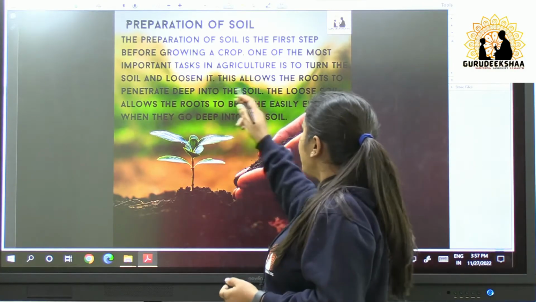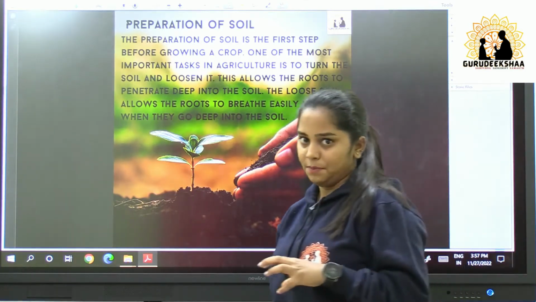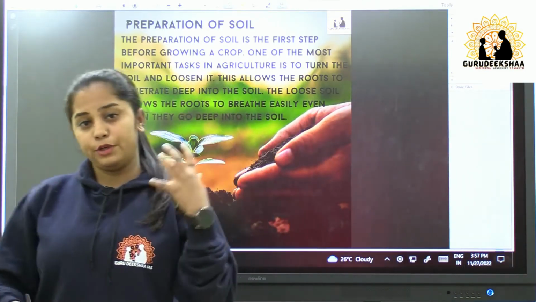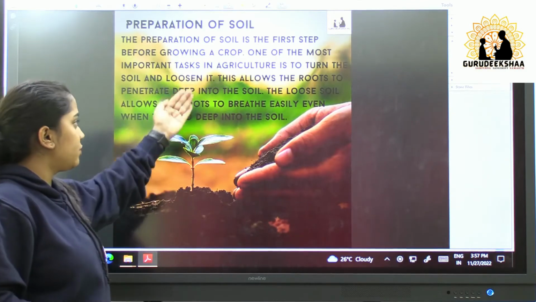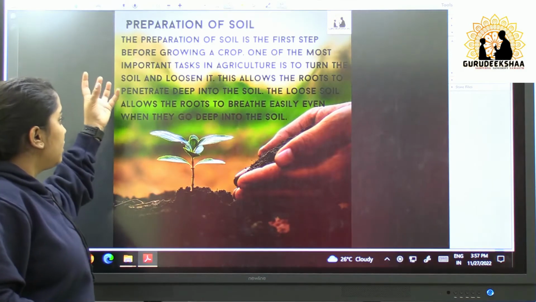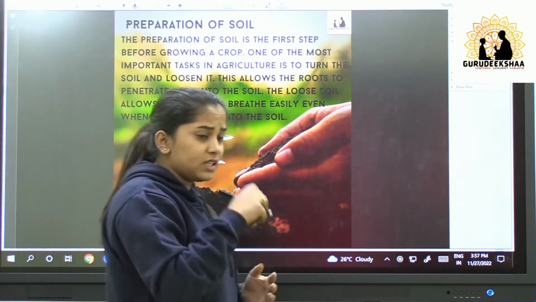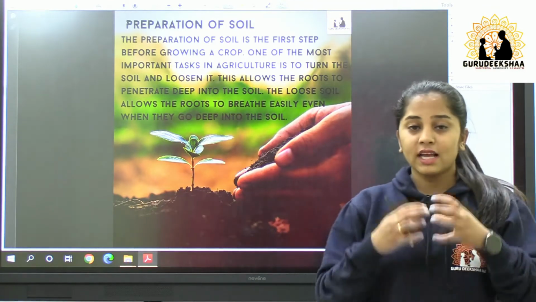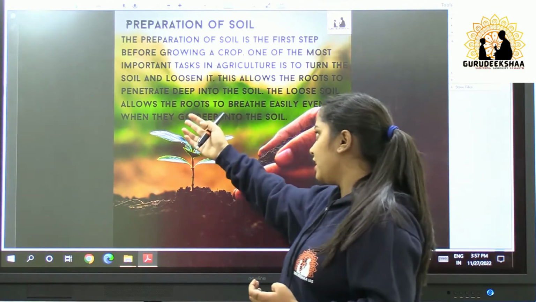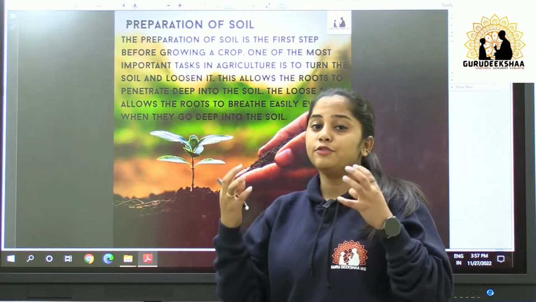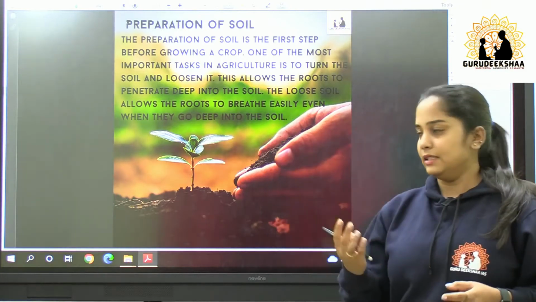Here, the preparation of the soil is the first and a very important step for very good production of crops. One of the most important tasks of agriculture is turning the soil and loosening it up. So loosening up of the soil is very important for agriculture, and it is the first and foremost step which has to be included in the practice.